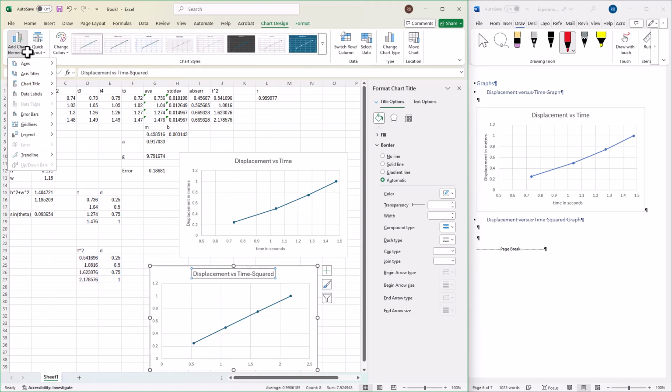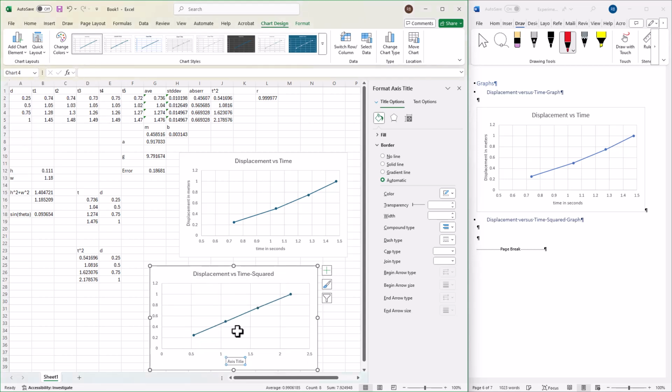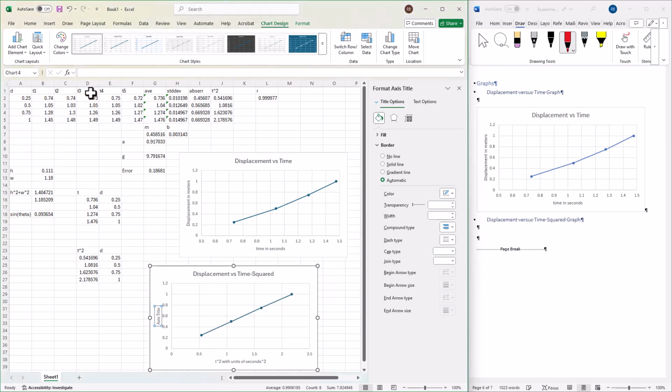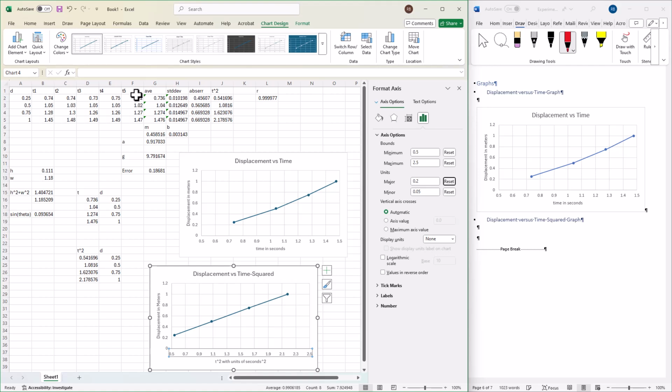Now, once again, add chart element, axis titles, primary horizontal. Now, this is going to be t squared with units of second squared. Okay. Sounds like a good title for the axis. And then for the y-axis, primary vertical, that's just going to be displacement. Displacement in meters.